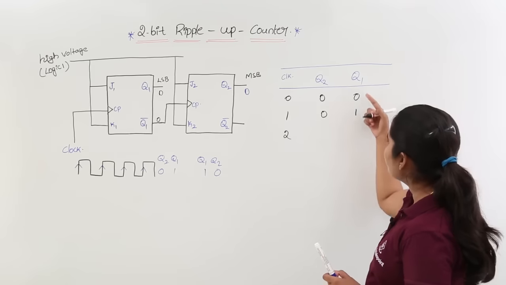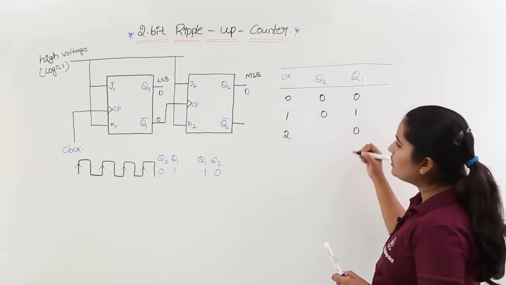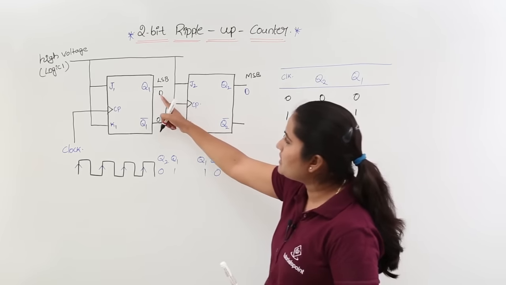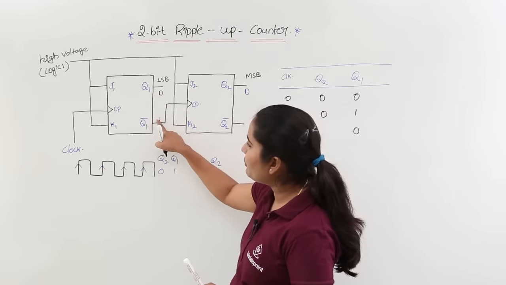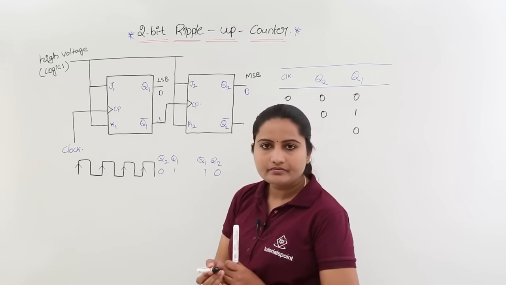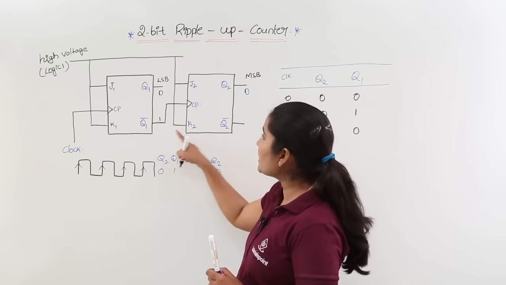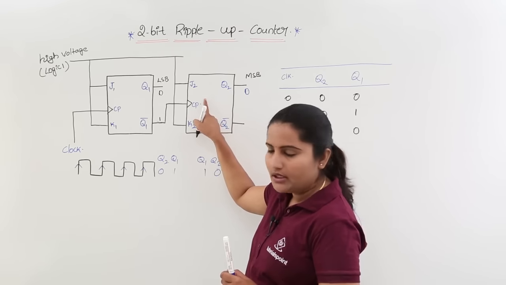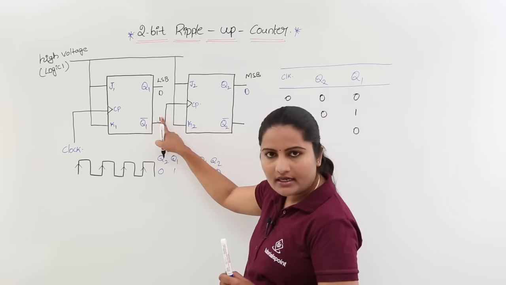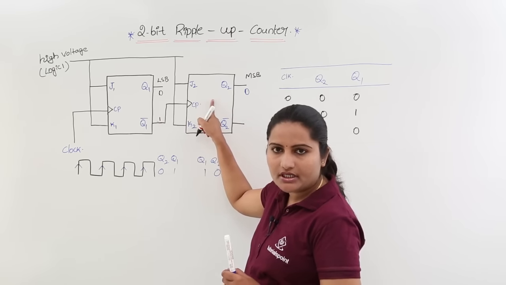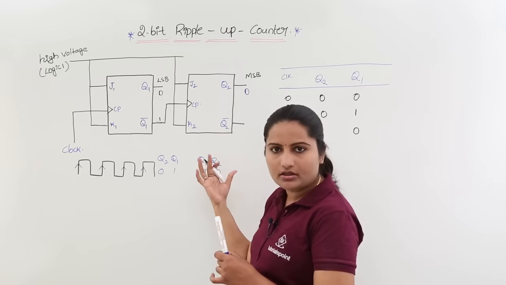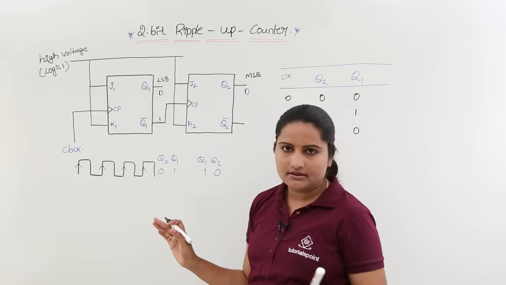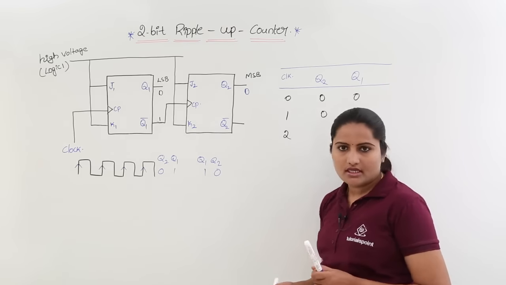For the second clock pulse, Q1 is going to toggle from 1 to 0. If Q1 is 0, what is the value of Q1 bar? Then it will become 1. This 1 is going to trigger the second toggle JK flip-flop. Whenever it gets 1 at the clock, it is going to trigger, and it will toggle, that's it. So just these two flip-flops are waiting for the clock. If the clock is 1, those are going to toggle.